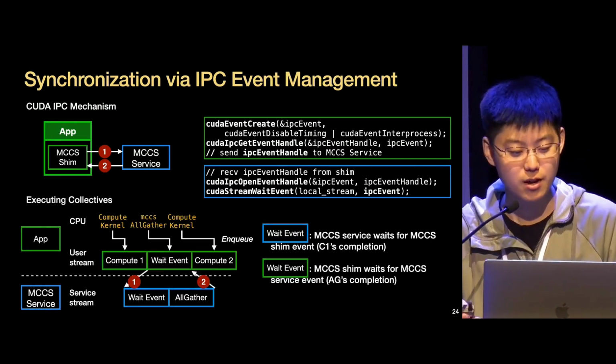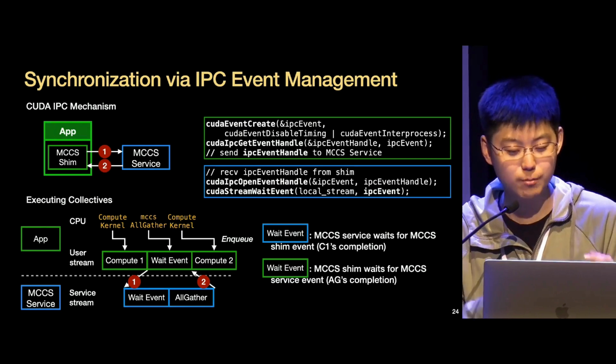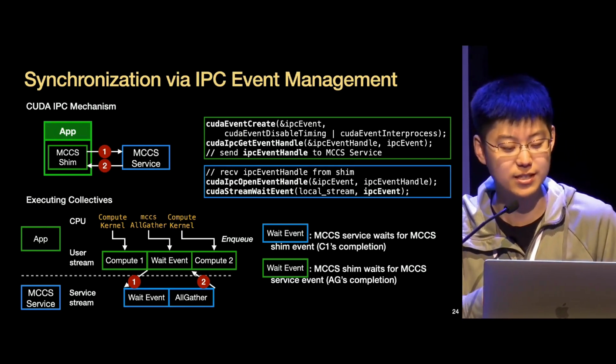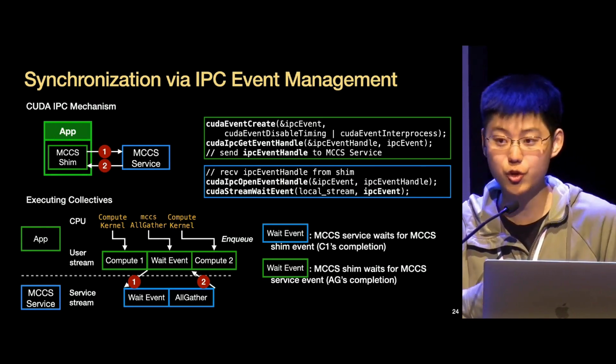In practice, whenever the user calls into a collective operation like allgather, the shim library creates a CUDA event as a synchronization point and passes it to the MCCS service. So this is showing step 1.